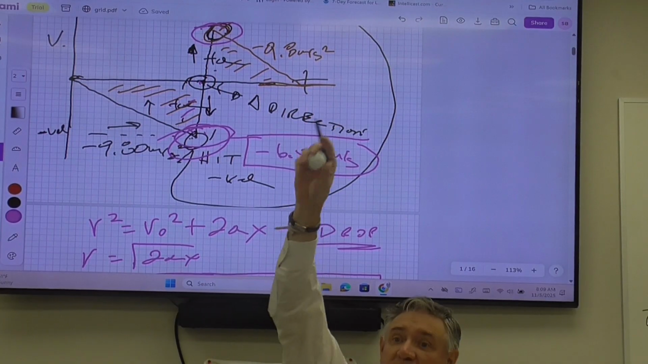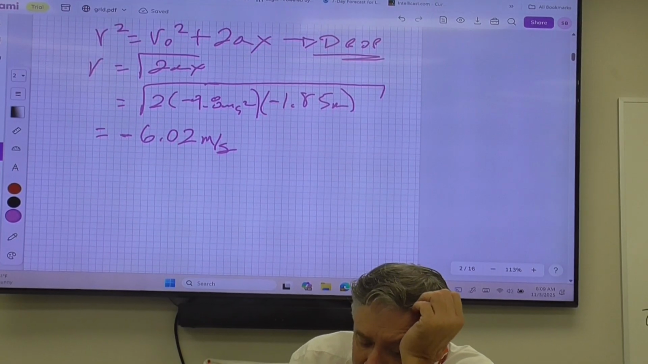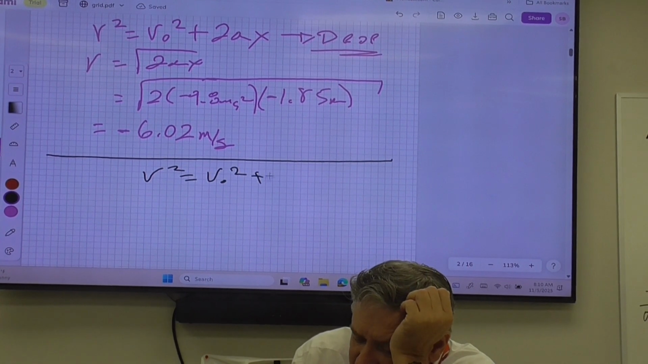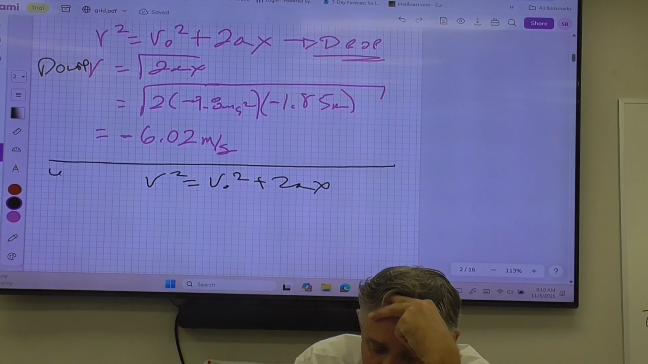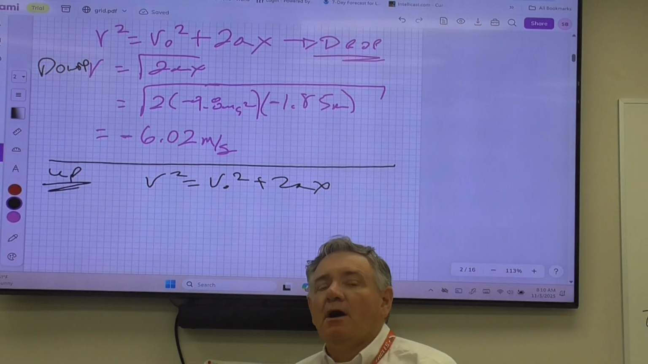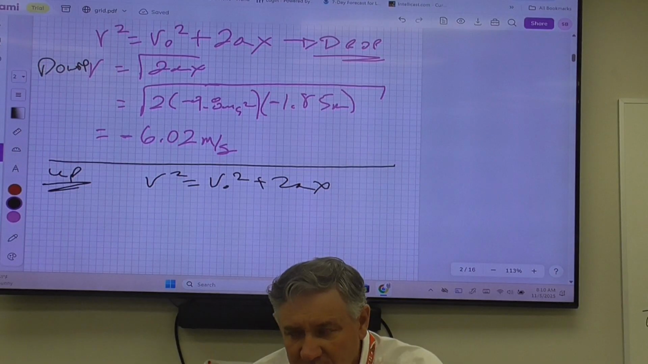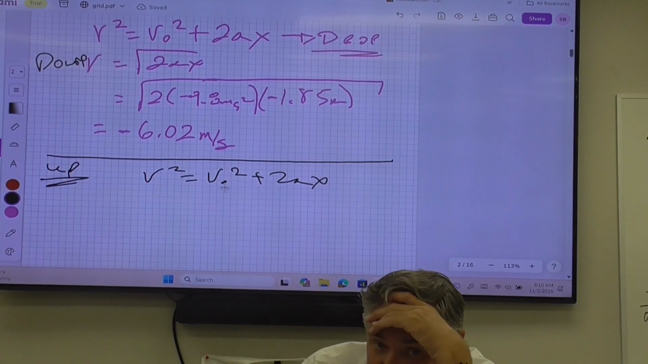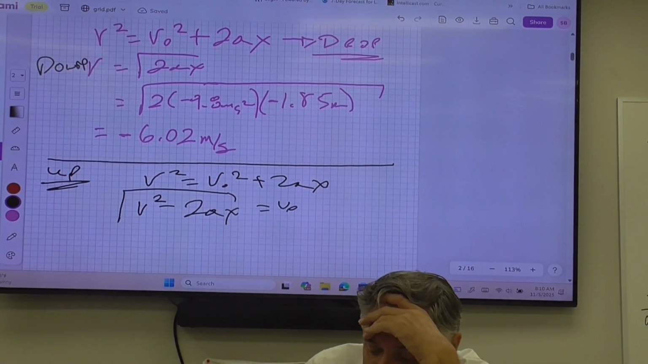So what are you going to use? You're going to use that equation again. So you have v squared equals v naught squared plus 2ax. This is on the way down. This is on the way up. On the way up, are you searching for the final velocity or the initial velocity? Initial. So I need to solve this for initial velocity. So what are you going to do? Square root. V squared minus 2ax, and then the square root of that is going to get me V naught.